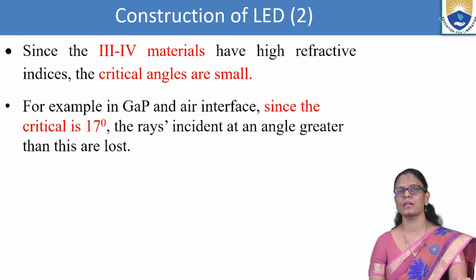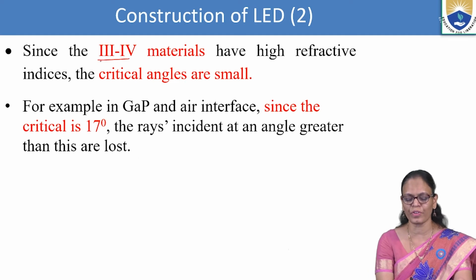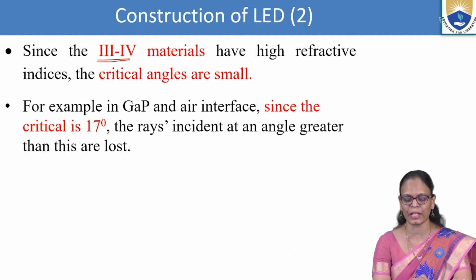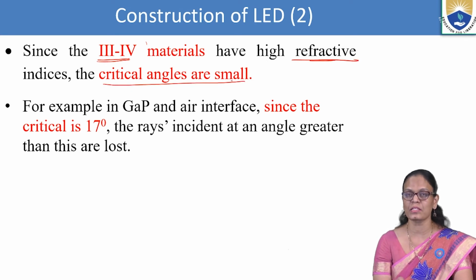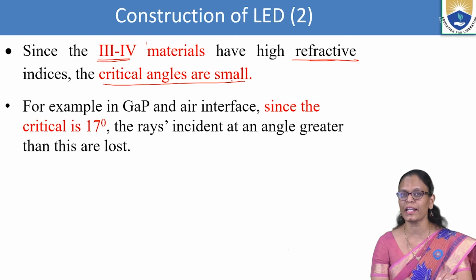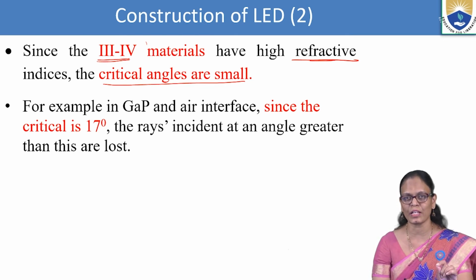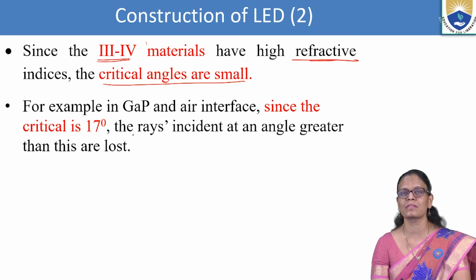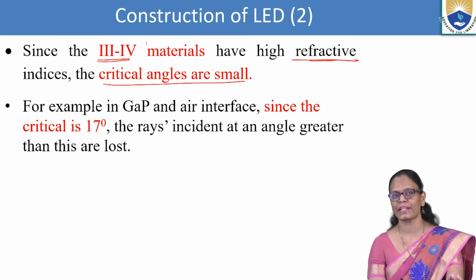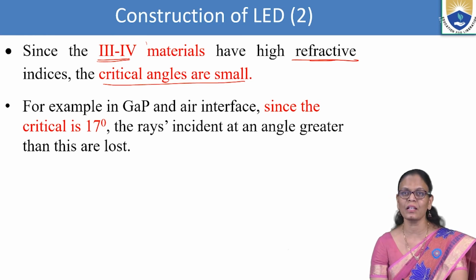Most of the time we are using the third and fifth group, which we have already discussed in elemental semiconductors. A general combination is from the third and fifth group, and they have high refractive indices, so their critical angles are very small. Then there is loss of light due to total internal reflection.